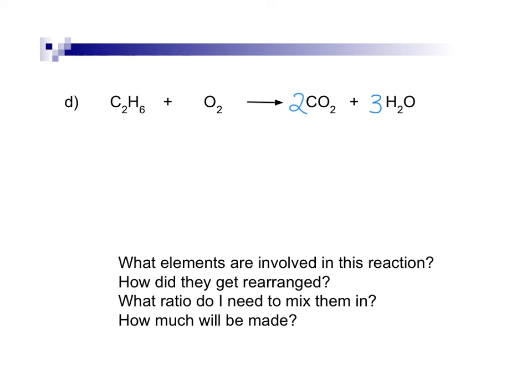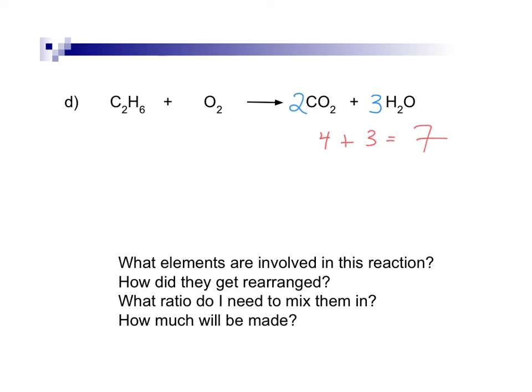Now let's look at the oxygens. On the left side, I only have 2. And on the right side, you have to be careful. You need to add all the oxygens on that total right side together. So here I've got 2 times 2, that's 4 O's in my CO2, plus 3 times 1, I have 3 more oxygens from my waters. So I got 7 O's total on the right-hand side.